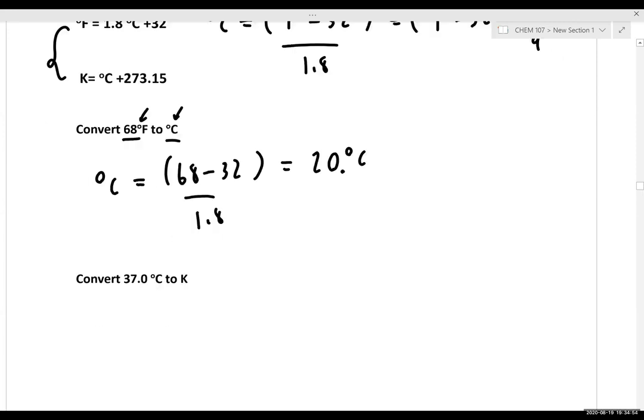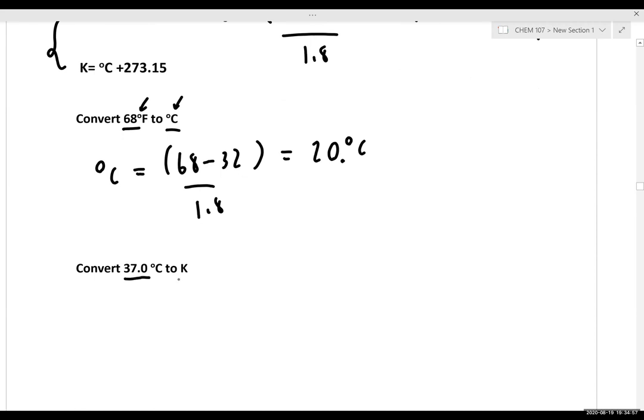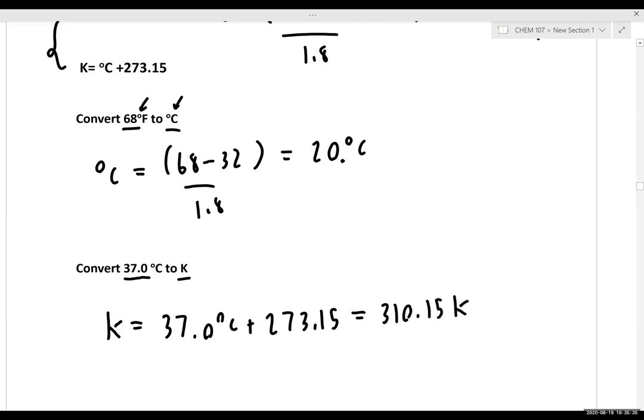Let's do a Kelvin conversion now. We're asked to convert 37 degrees Celsius to Kelvin. We know that Kelvin is equal to degrees Celsius plus 273.15. So 37.0 degrees Celsius plus 273.15, 37 plus 273.15 gives us 310.15 Kelvin. Not degree Kelvin, just Kelvin.